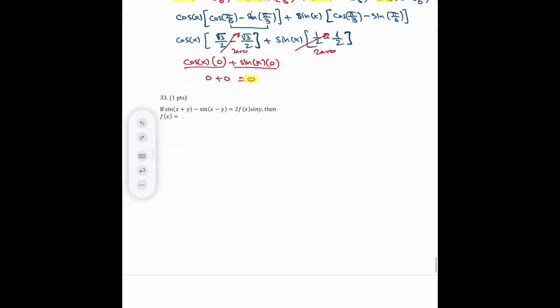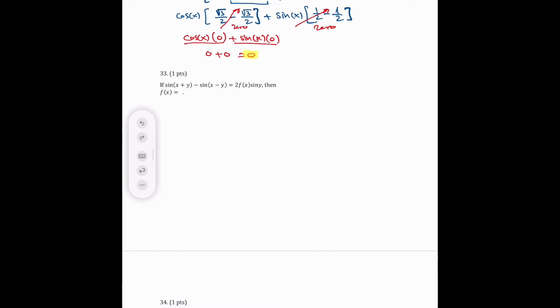Question number 33. Same concept here. Sine(x + y) minus sine(x - y). If I want to expand this expression, I will use the sum and difference formula for sine. So the first expression is sine x cosine y plus cosine x sine y, and then minus, I will open parentheses here, sine x cosine y minus cosine x sine y.